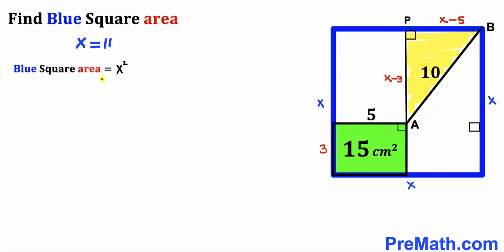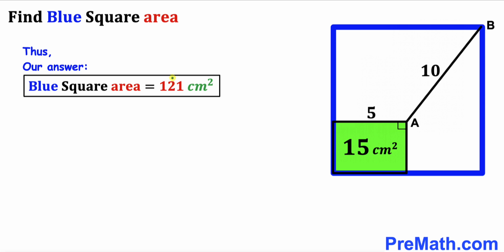Now we are going to calculate the area of this blue square, that is equal to x square, and our x value is 11. So this blue square area is going to be 11 whole square, and that is going to be equal to 121 centimeter square. So thus the area of this blue square turns out to be 121 centimeter square, and that's our final answer.